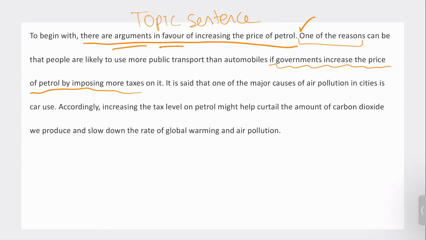Then they explain their logic, okay? So why is that going to help? Well, we're going to reduce car use, okay, and then we're going to cut the amount of carbon dioxide, and this is going to slow down the rate of global warming and air pollution. So it's very logically explained, and they've really gone into detail to try and show the cause and effect relationship.